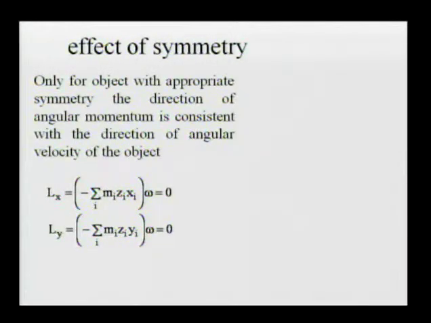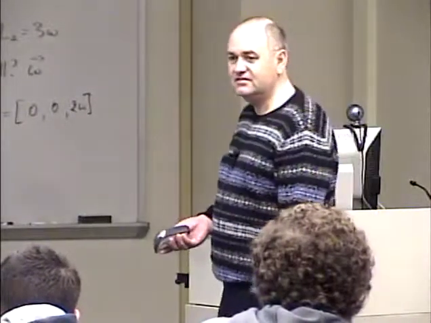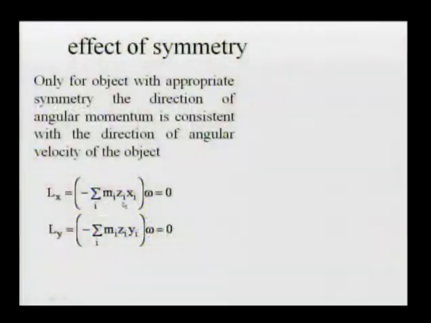All right, let's now think. When an object has appropriate symmetry, these sums are 0. Try to find out what objects will have such symmetry. What do we have to have? How do the particles have to be distributed in order to have this expression be 0? One is very, very easy.